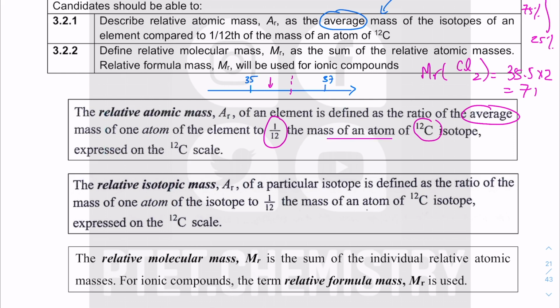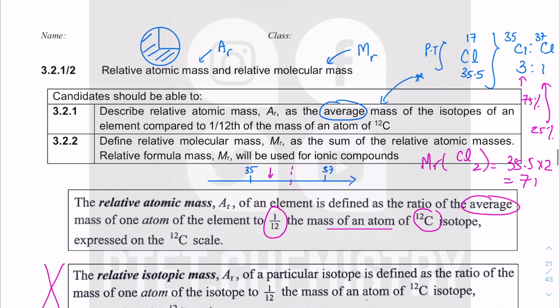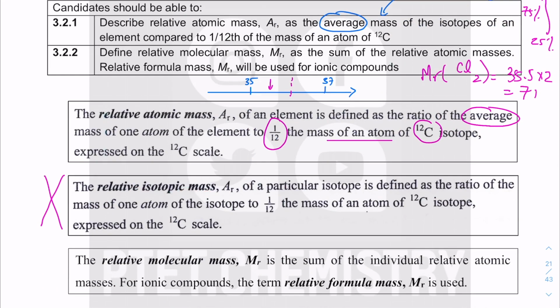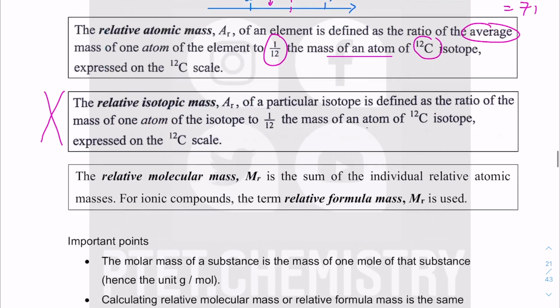Now you can forget about this relative isotopic mass. It is actually an AS level definition. So when we talk about each individual isotope, these are whole numbers that represent mass number or nucleon number. This number 35 or this number 37 is also known as relative isotopic mass, but that is actually not required by the syllabus, so you can forget about that.